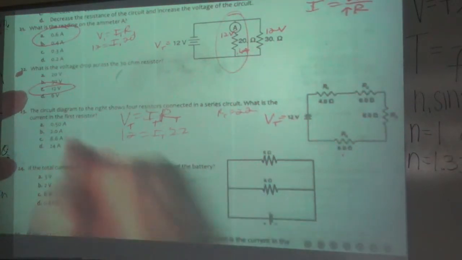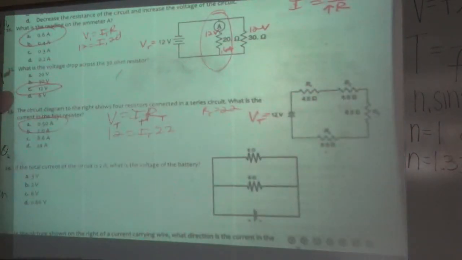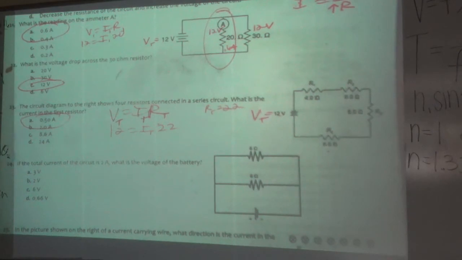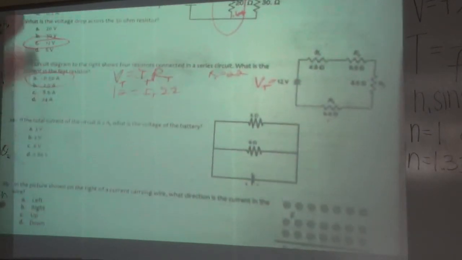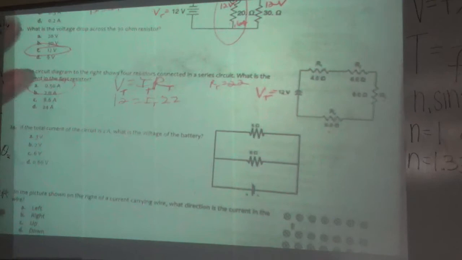0.54. Oh well, 0.54, we'll just round that down, I guess, to 0.5.